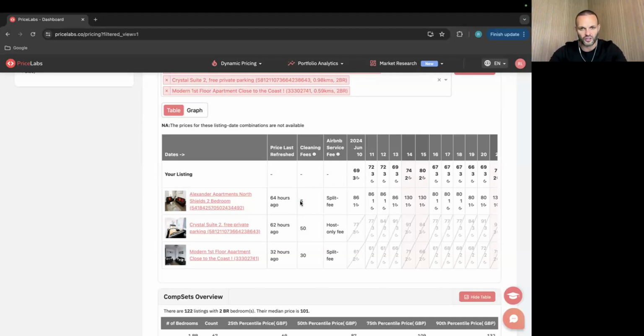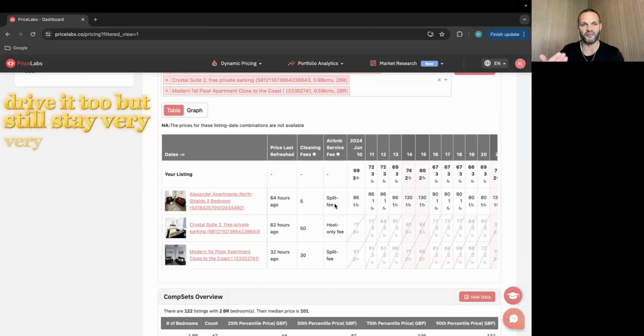So as you can see here, this host charging 5, this host charging 50, this host charging 30. And then you've also got the different types of fees. So split fee, host only fee, split fee. The host only fee, I believe, is 15%. The split fee is 3%. So there's like 12% difference between those two as well. So when you're making decisions based on what your pricing is, this information here can really help you pinpoint where you can drive it to, but still stay very, very competitive.